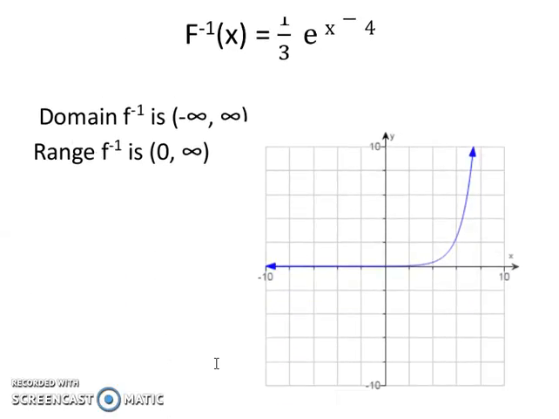Here's the graph of the inverse function. Remember, when we do the graph of the inverse function, the domain is actually the range of our original function, and the range is actually the domain of our original function. So our domain of f inverse is negative infinity to infinity, and the range of f inverse is 0 to infinity.